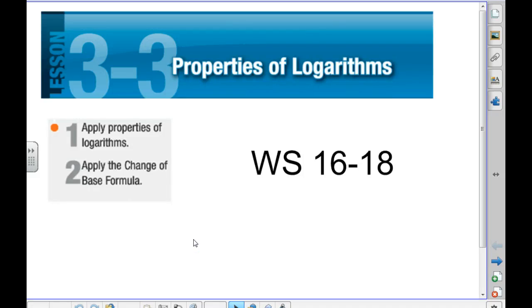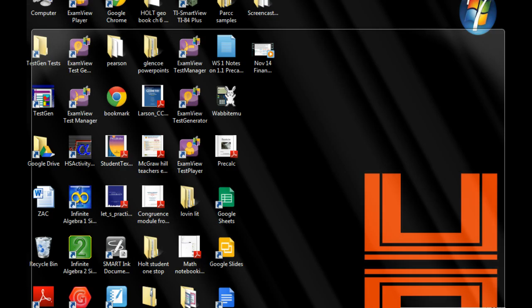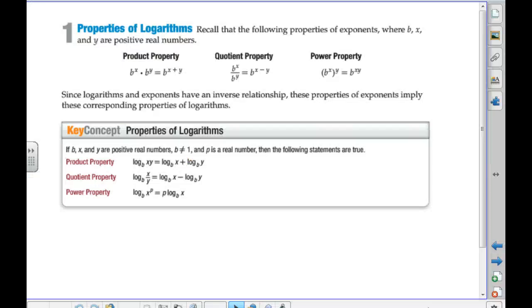All right, this is properties of logarithms, which are on worksheets 16, 17, and 18. We're going to start by reviewing properties of exponents. When we had a problem like, say, well, it'd be better if I did x, probably you guys get confused. X squared times x to the fourth, you added the exponents and got x to the sixth. Okay?